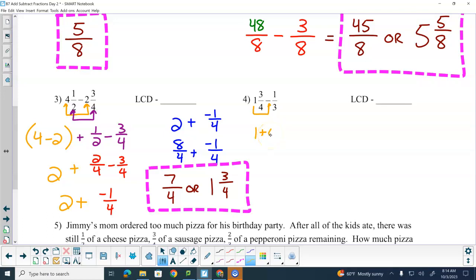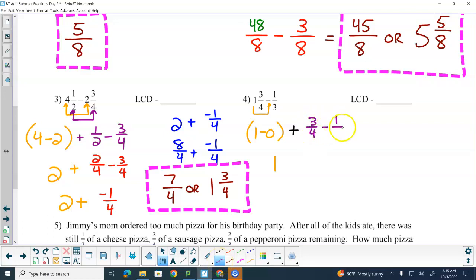Oops, that's a minus sign. So then we have here, we've got 1 minus 0. What is 1 minus 0? That's just going to be 1. And then we've got purple.